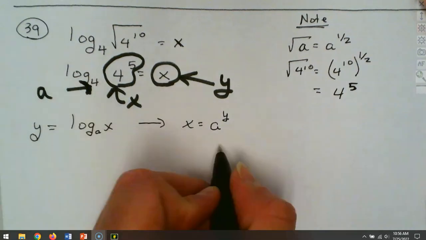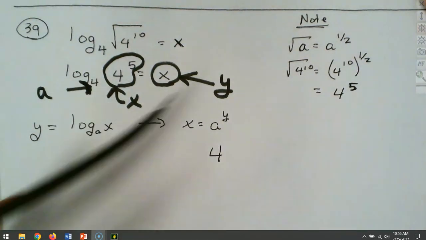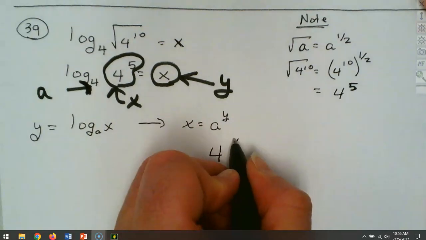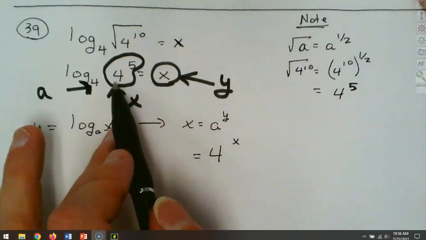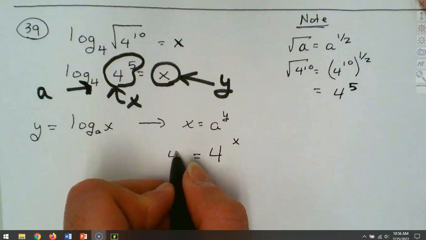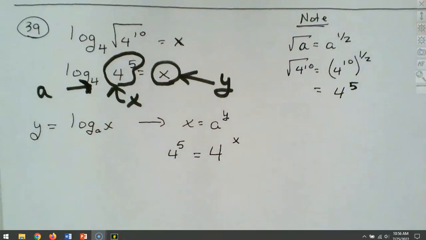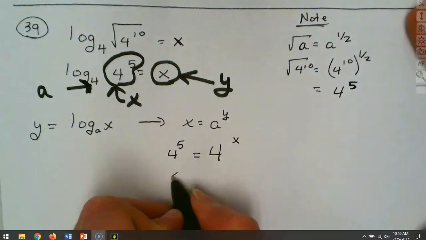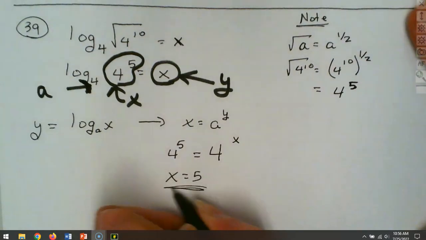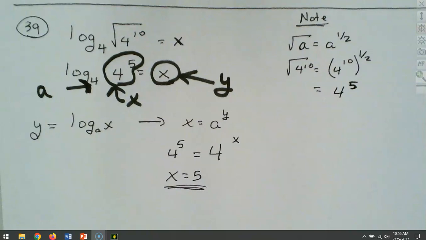We know our base is 4, so there's that. We know our y is an x, so there's that. And what is our x? X is inside, and that's 4 to the 5th power, right? Now you should know what to do, because once you've got it to this step, if the bases are the same, then what do you know about the exponents? If the bases are the same, then the exponents must be the same. So your answer has to be x equals now what? 5.